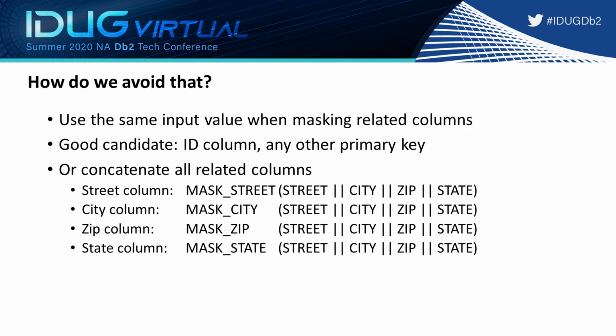By making sure that the 4 different masking functions that are used to modify the components of our address all use the same seed value. If our table has an identity column, that could be a good candidate for the seed. If it does not have an identity column, then maybe you can concatenate the street, city, zip code, and state and use that as a seed. For getting consistency, it doesn't really matter which columns you pick as long as you make sure that the same value is passed to all 4 masking functions.